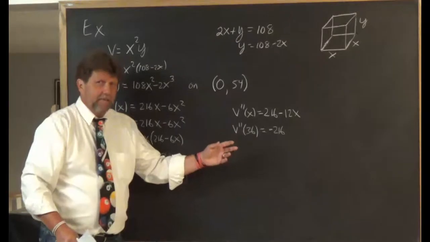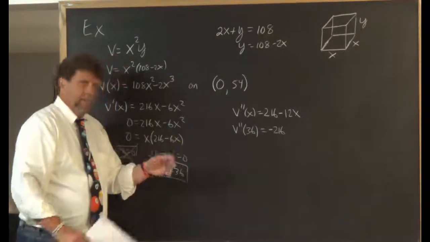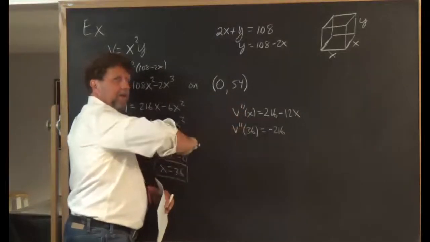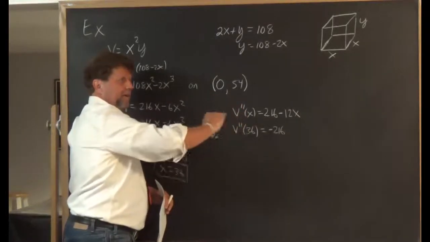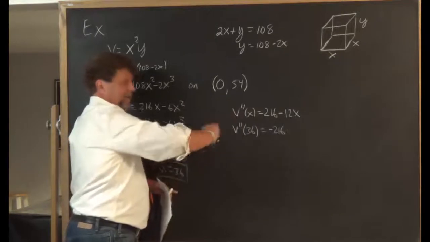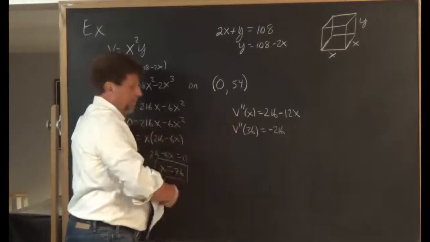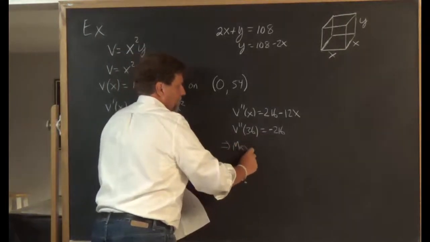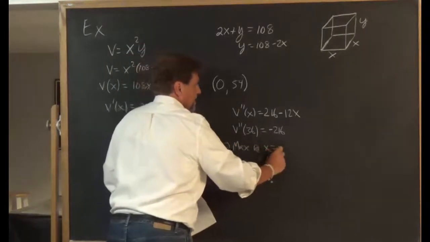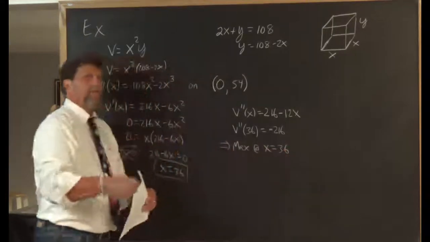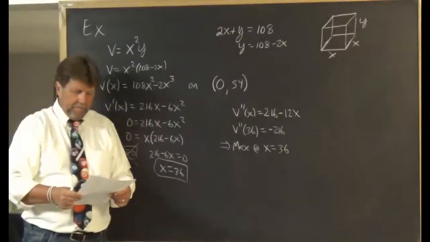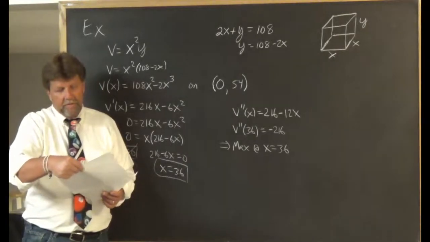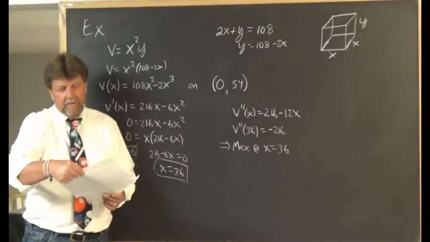Because it's negative, that means the graph would be concave down. Concave down means that at this value of x, you're at a maximum. So this tells us we are at a max at x equals 36. That's where the power of the second derivative test comes in. And if we, let's see, answer the question. What are the dimensions and the volume?